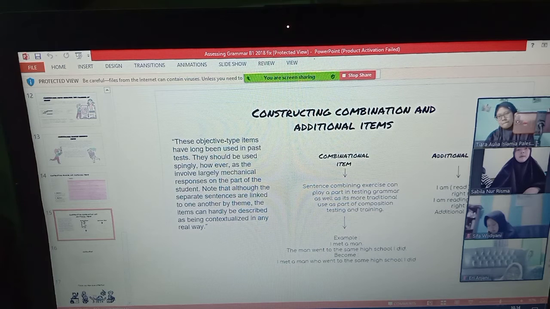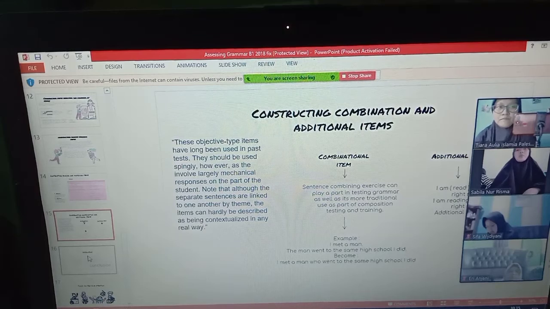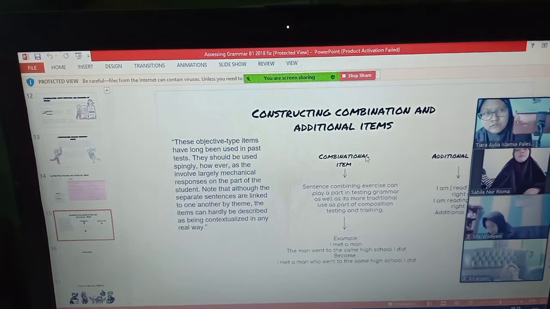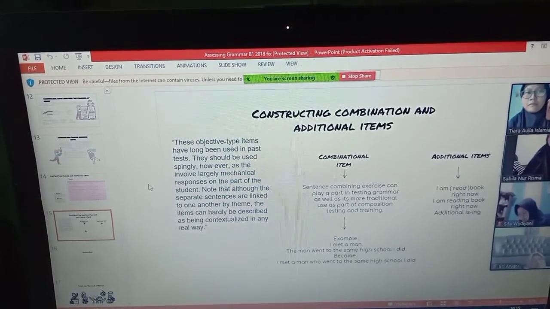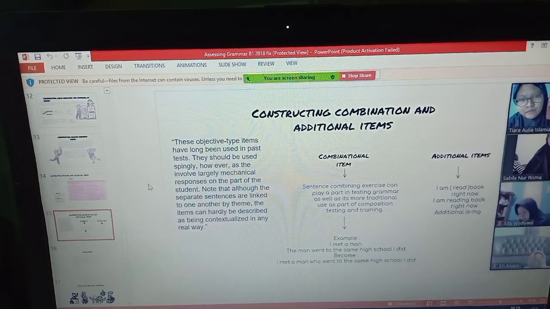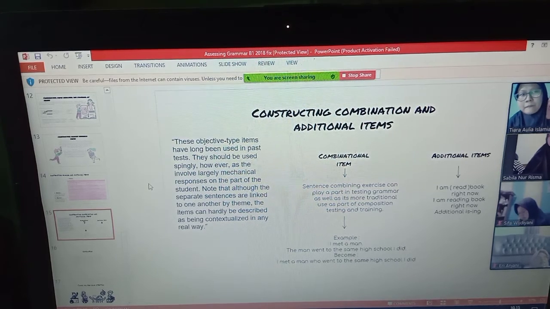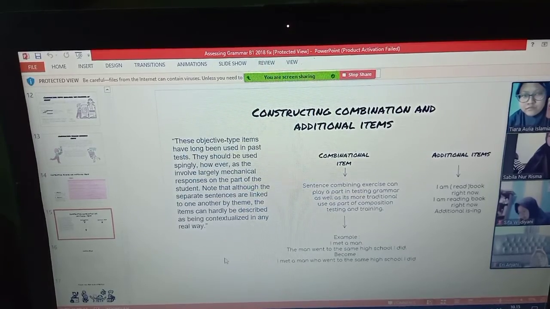For example, "I met a man. The man went to the same high school I did." Becomes, "I met a man who went to the same high school I did." Two statements become one statement, with the relative pronoun "who" added. Usually for combination items, other conjunctions like "as" or "so that" are used, and relative pronouns like "who" and "when" join two statements into one. Then, the last is additional items.